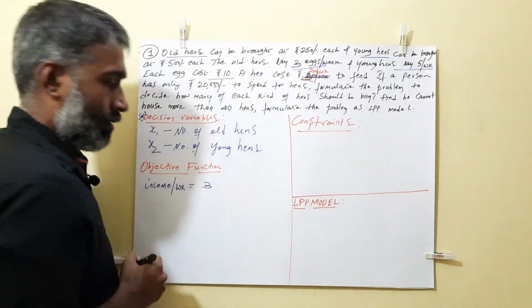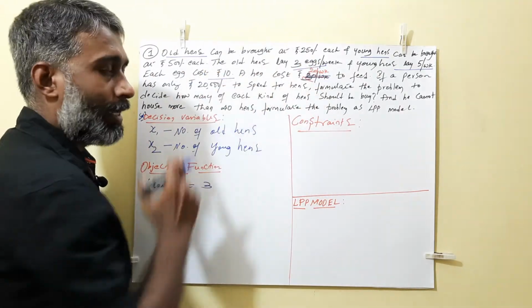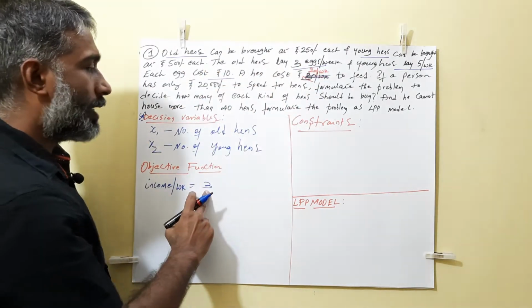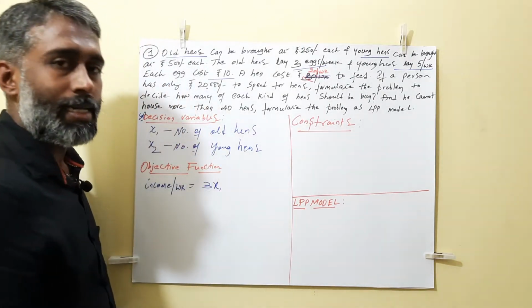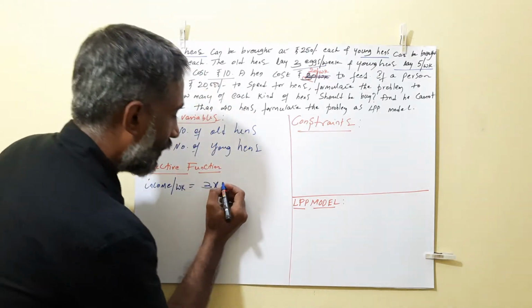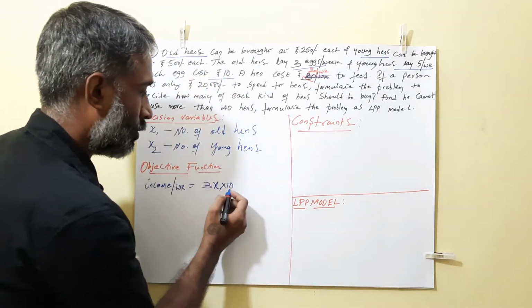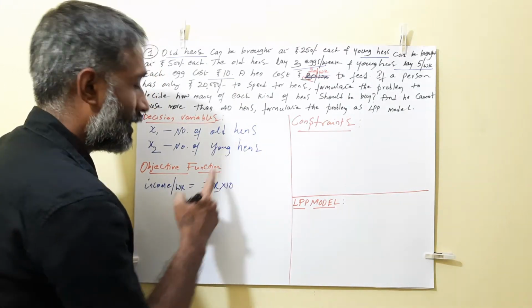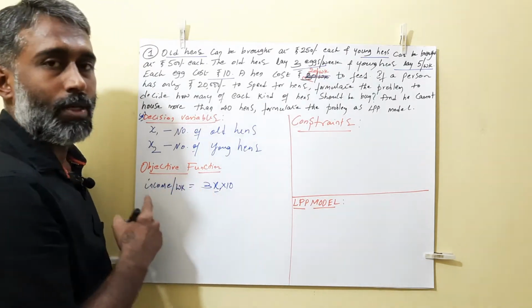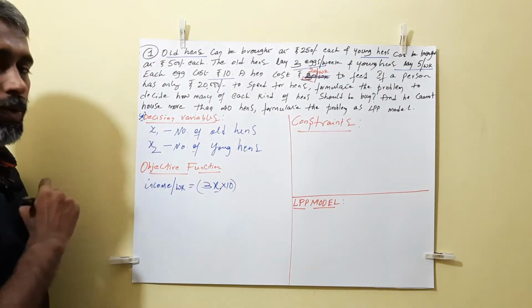3 eggs per week. So we are calculating the income per week. The old hens will lay 3 eggs per week, multiplied by how many old hens he has, and multiplied by the income per egg. So income per egg is 10 rupees. The x1 represents the number of old hens, and 3 eggs is what it lays for 1 week. So that is with respect to old hens.